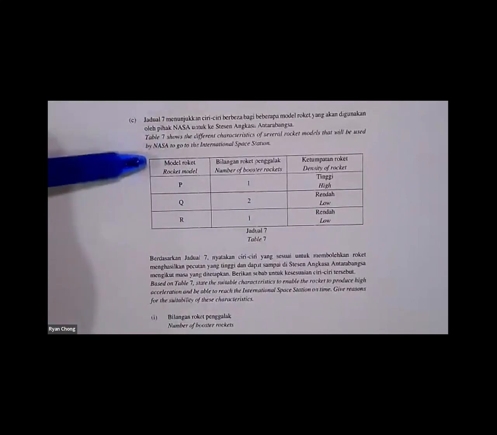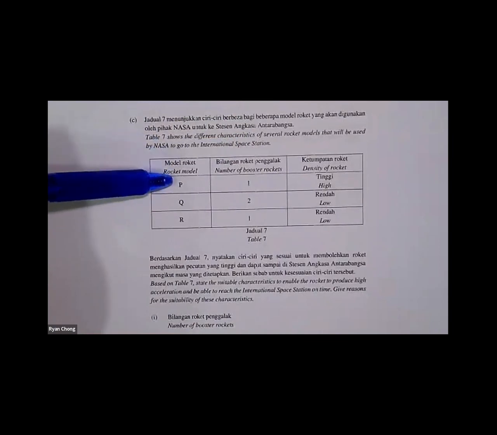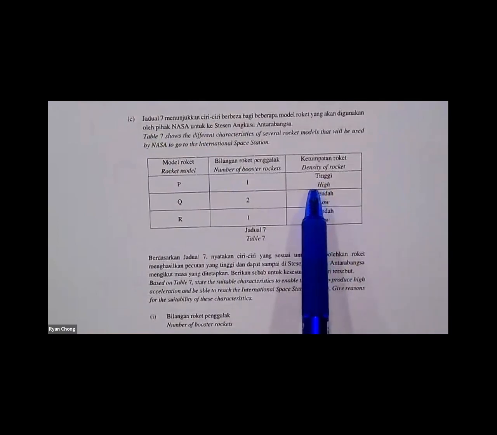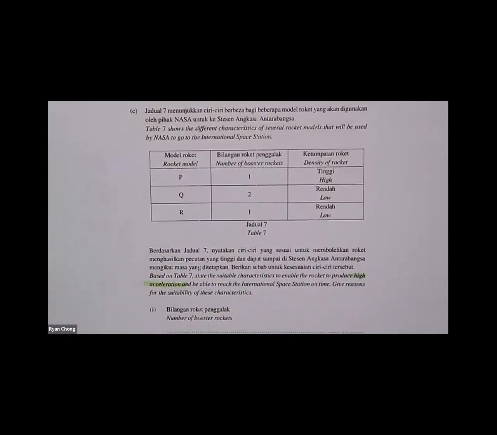Okay, so this is the table showing the different rocket models. You got P, Q, R, one booster, two booster, and then density of the rocket. So you know that you want to move up, with higher acceleration. The question mentioned higher acceleration. So it means that you have to push higher, push faster with more force. So definitely we will choose more booster and then low density.